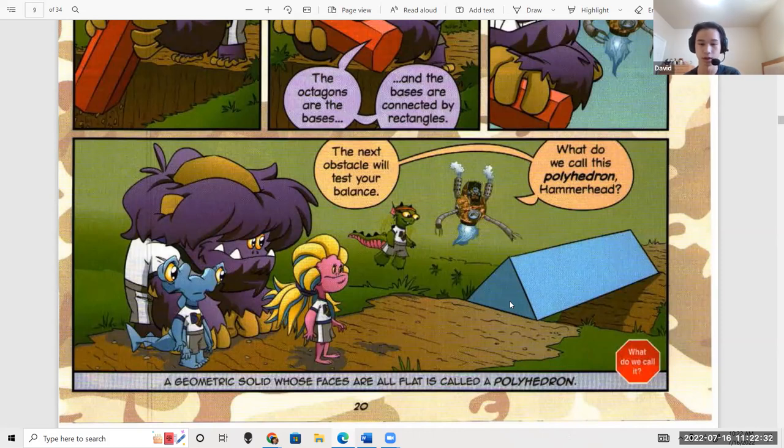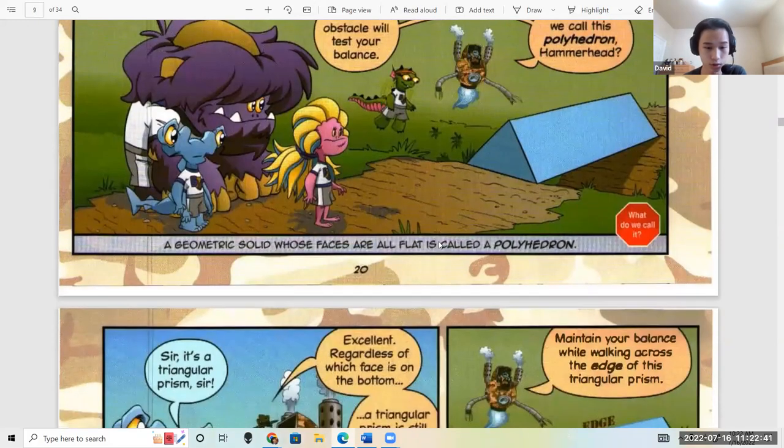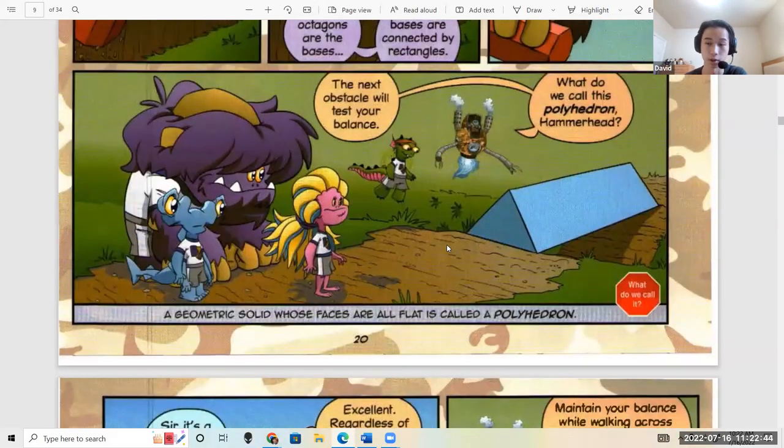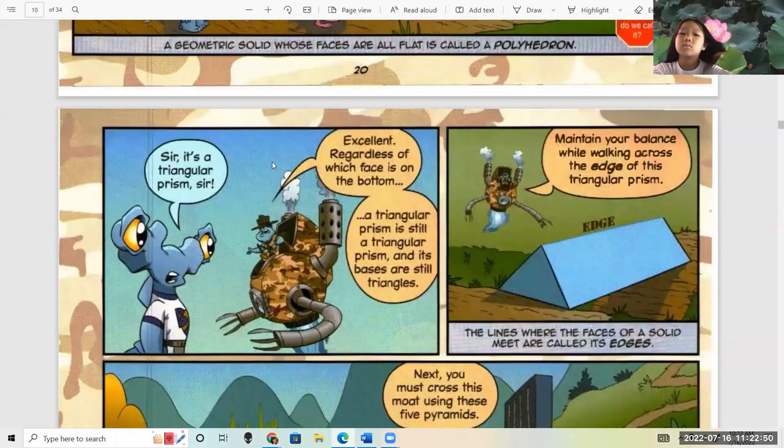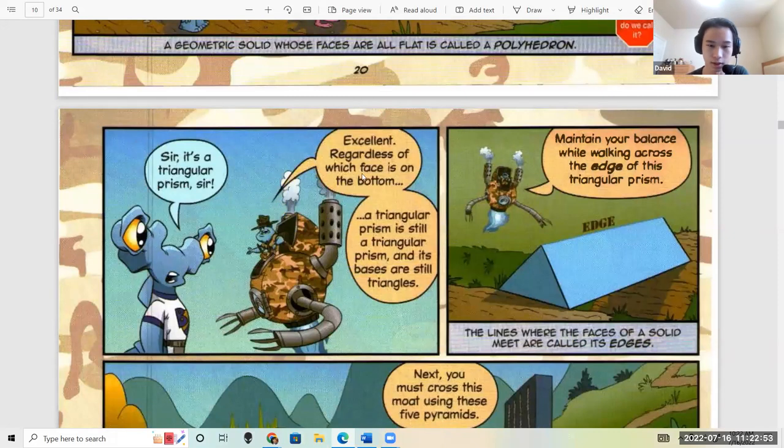So this would be a triangular prism, because if you can imagine, on the other side, there's also a triangle. So what might not be a polyhedron? A sphere would not be a polyhedron because its surface is not flat. It is definitely quite curved. So it's a triangular prism. Correct. Regardless of which face is on the bottom, a triangular prism is still a prism and the bases are still triangles. This is kind of what I mentioned earlier, where you can have it going up this way or this way and it's still the same thing.